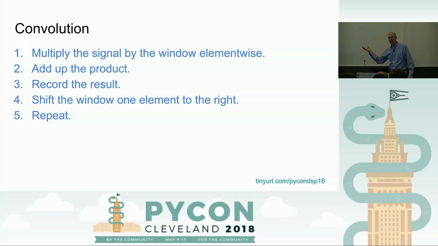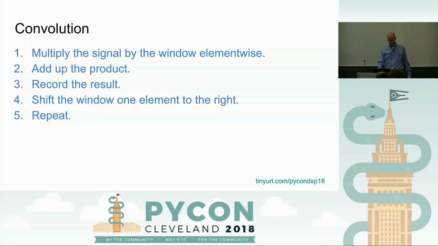Here it is in words. I think in the notebook you'll see the mathematical version. So I'm going to take my signal, multiply by the window, add up the product, and I'm going to write that down. That's the first result. Shift the window and repeat. That's how you do a moving window average.